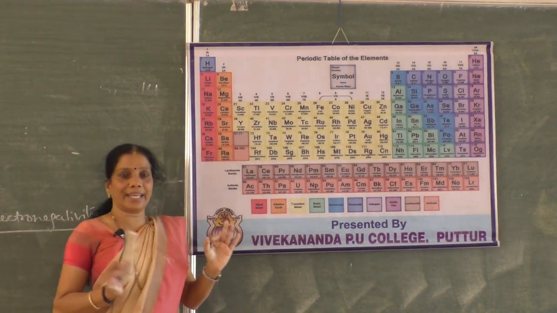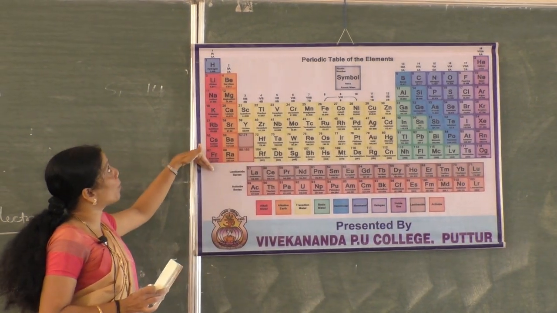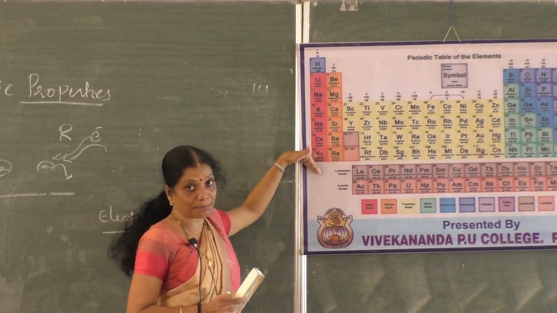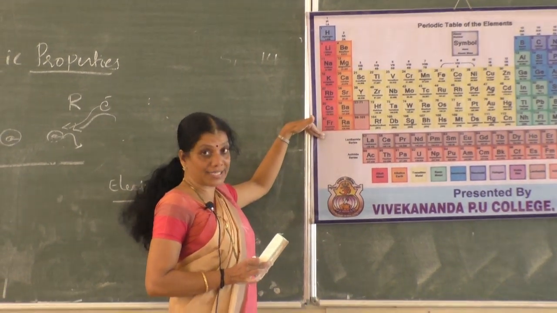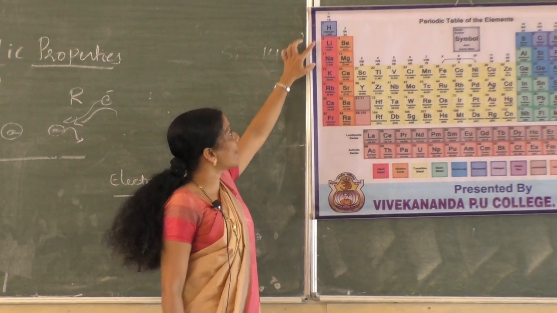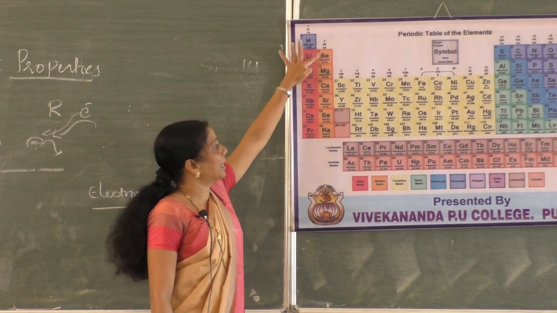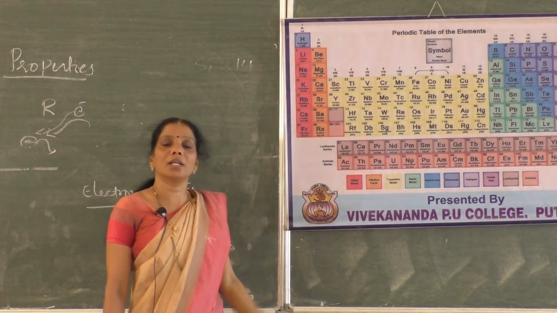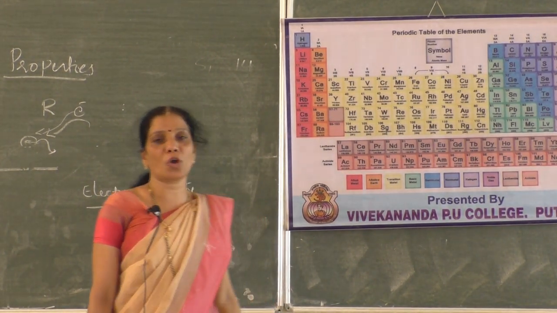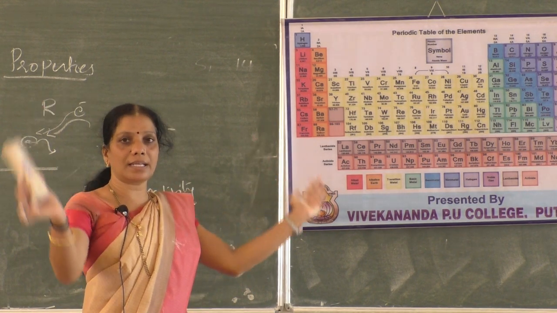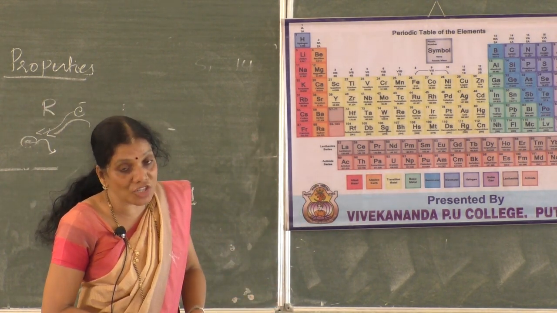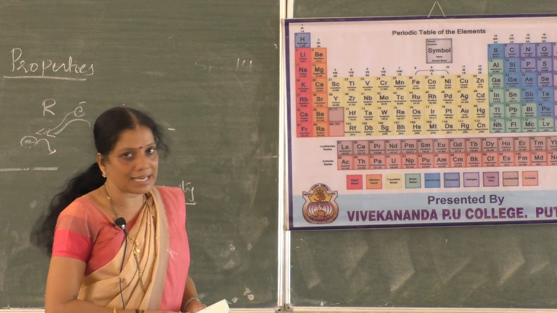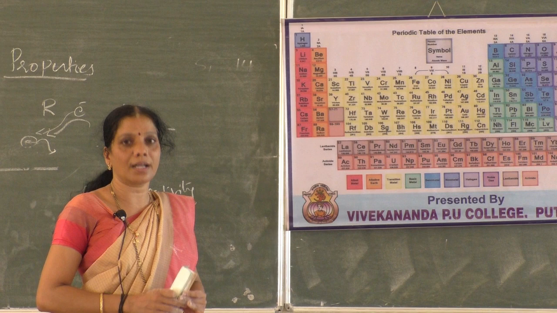Okay? Now let us study what happens down the group. Metallic property we are studying here. Down the group, if you consider, from lithium to francium, beryllium to radium, any group, what happens? Down the group, atomic size always, what happens? Increases, because the valence shell electrons enter into the next outermost main energy level. We have studied that, isn't it?